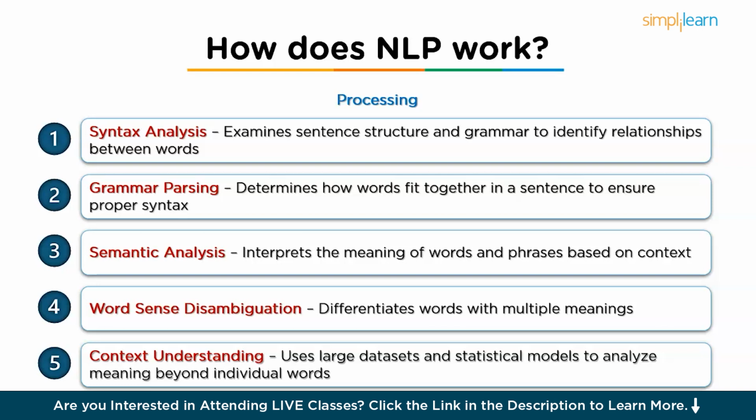Computers also need to grasp semantics, which means the meaning behind the words. So this is where semantic analysis comes in, helping computers differentiate between words with multiple meanings. For example, in the sentence, "I saw a bat," does bat refer to the flying mammal or a baseball bat? Humans use context to figure this out, and NLP models are trained to do the same using large data sets and statistical analysis.